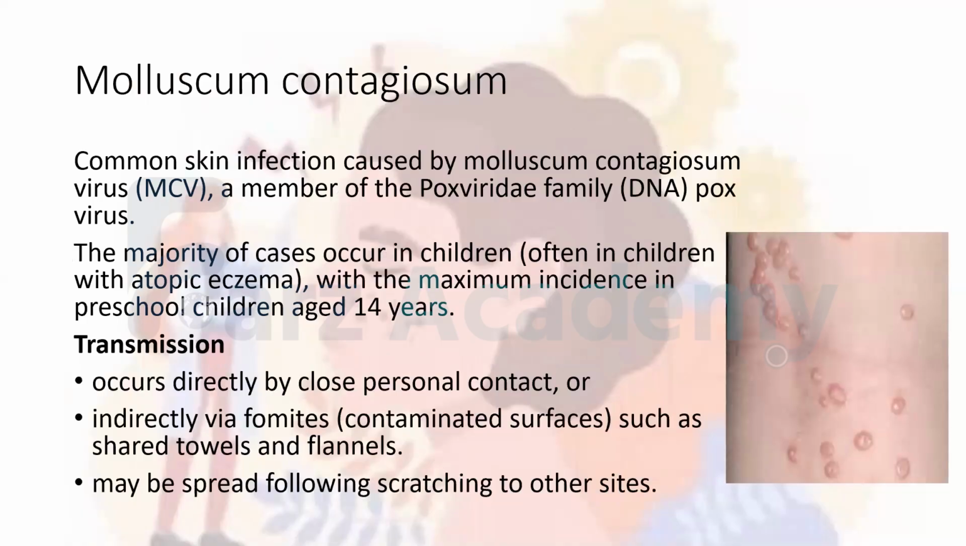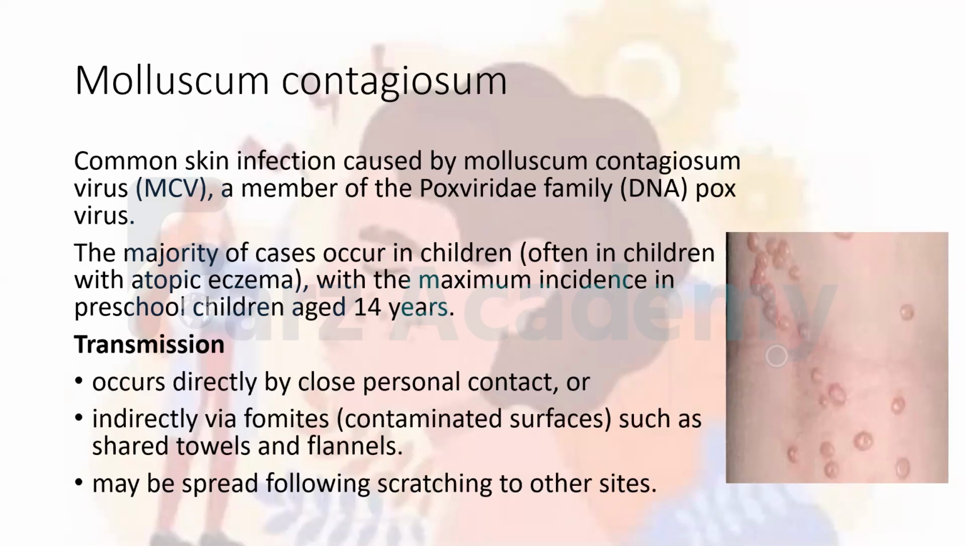So, next is molluscum contagiosum. So, this is also a viral skin infection, a common skin infection caused by the molluscum contagiosum virus, a member of the poxviridae family. It is a DNA virus. Okay, so the majority of the cases occur in children with atopic eczema. So children with atopic eczema are at a higher risk of developing molluscum contagiosum. Maximum incidence is seen in preschool children aged around 1 to 4 years.